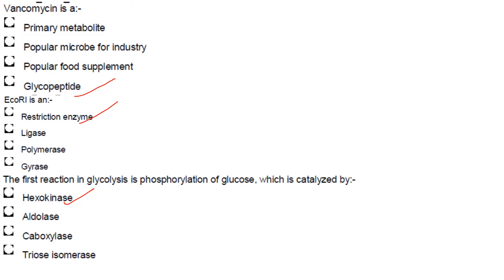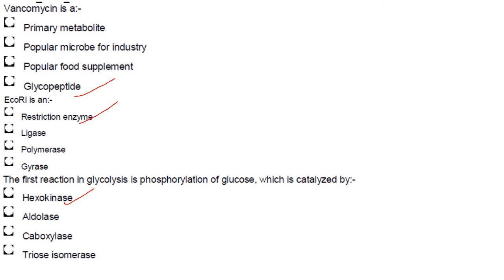Next one, vancomycin is an antibiotic medication used to treat a number of bacterial infections. It is a glycopeptide antibiotic. So answer is option D. EcoR1 is a restriction enzyme used in recombinant DNA technology. So answer is option A.